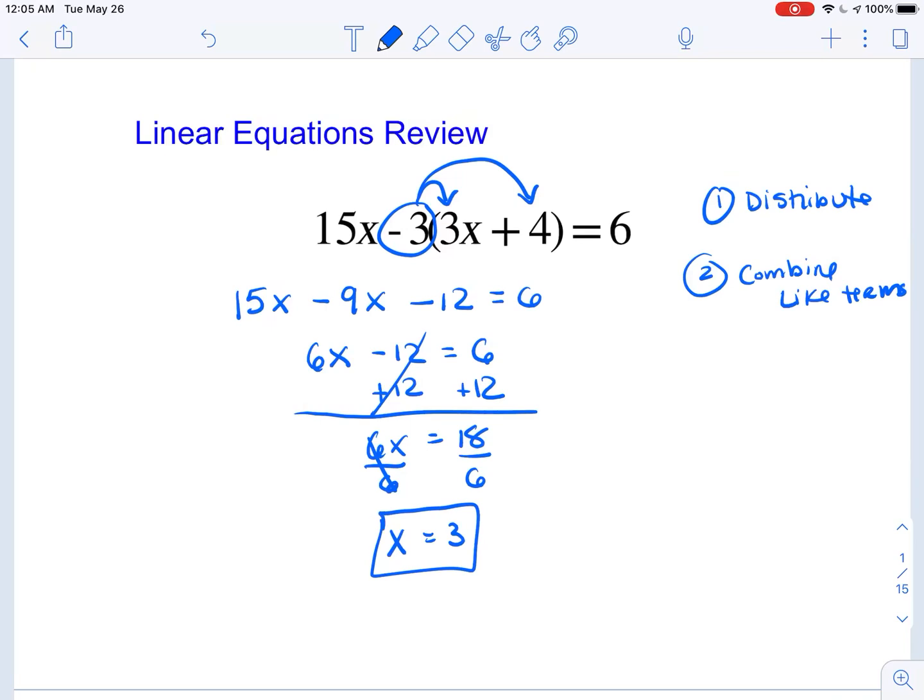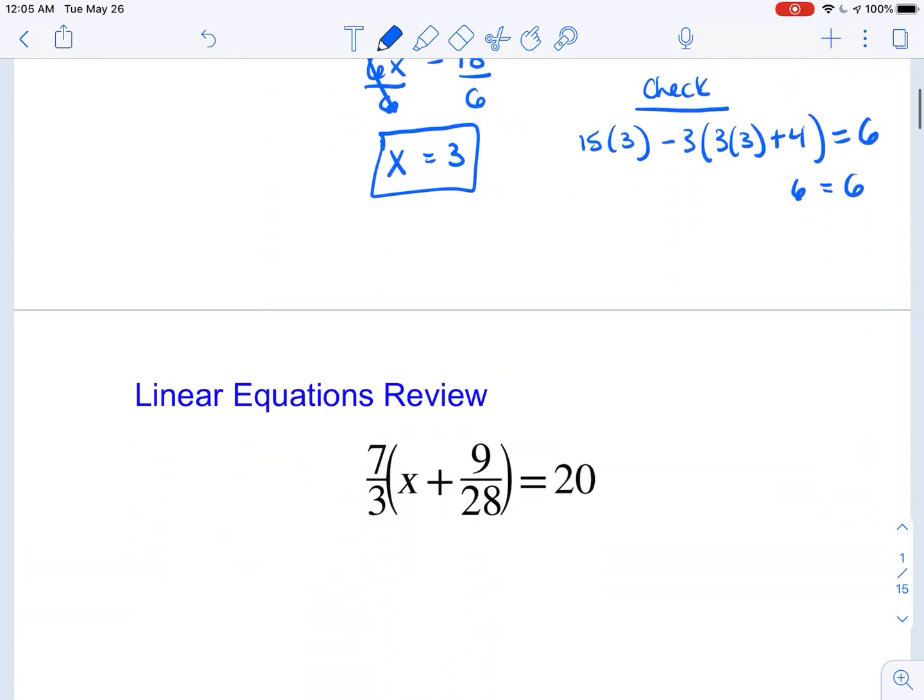Now, you know you can check your answer at any point by plugging it into the equation. So 15 times 3 minus 3 times 3 times 3 plus 4. And when you plug that whole thing into your calculator, you should get 6 is equal to 6. Okay, so we're going to continue.